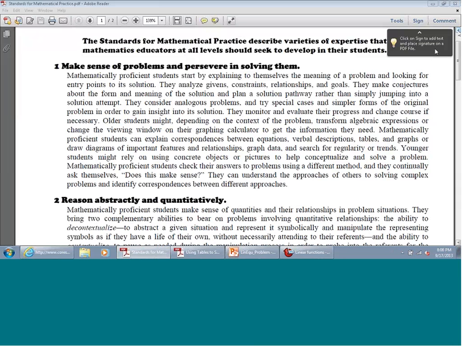Katie, I think you might be muted. Can you double check that and unmute yourself? There you go. Yeah, sorry about that. Is that better? That is better.